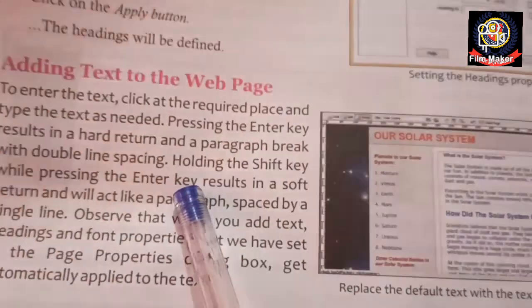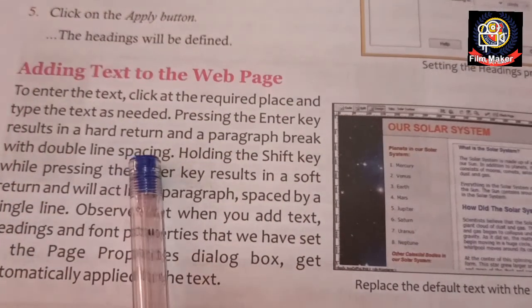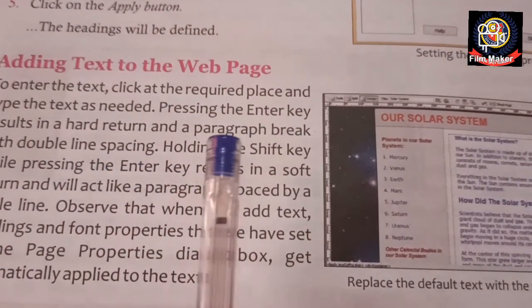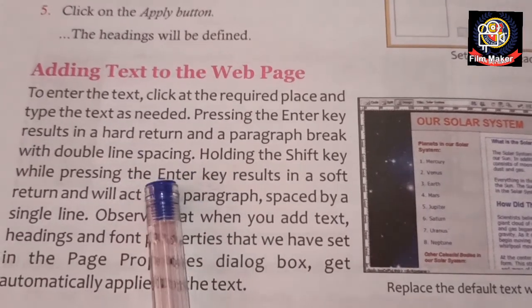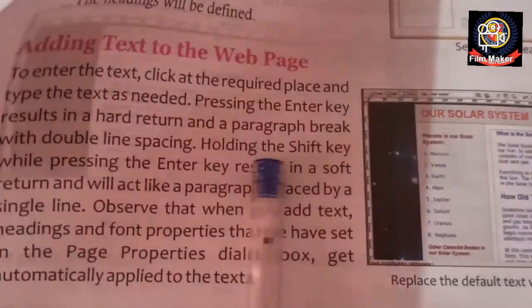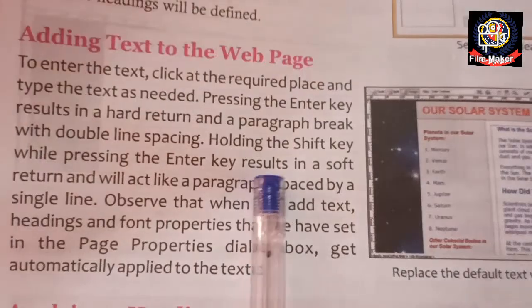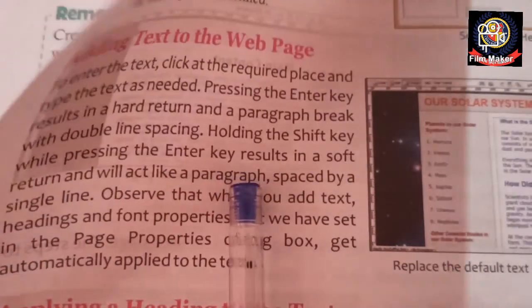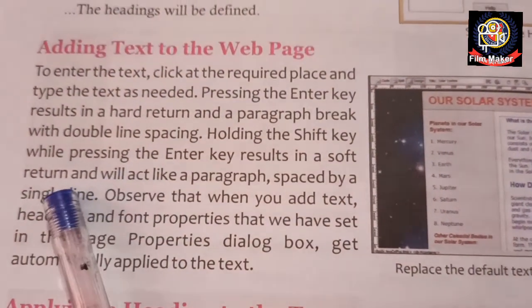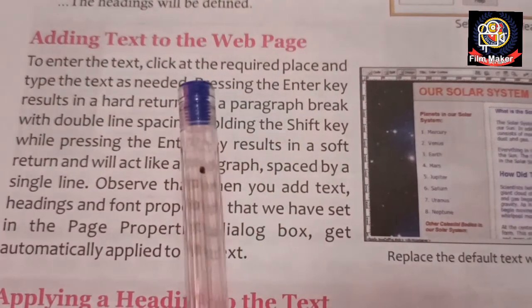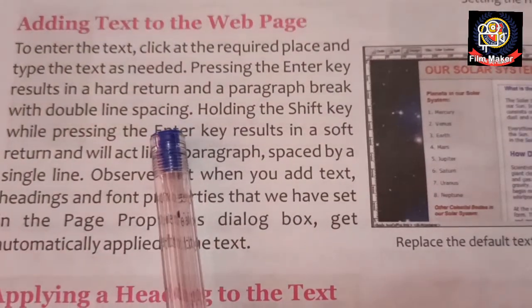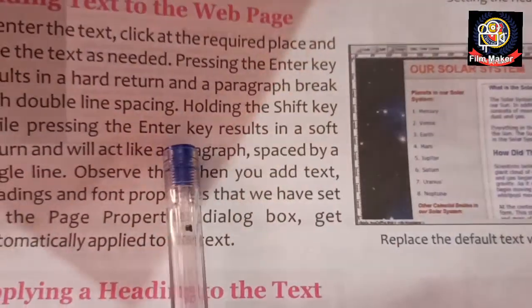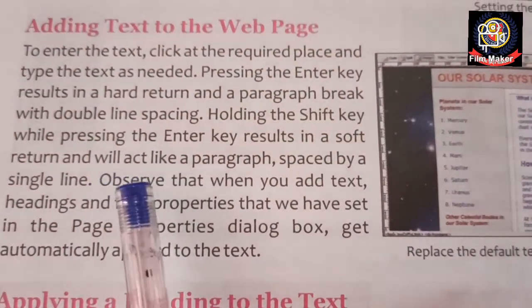Pressing the enter key results in a hard return and a paragraph break. So if we press the enter key, it will give the spacing of a double line. Holding the shift key while pressing the enter key results in a soft return and will act like a paragraph spaced by a single line. If you are simply pressing the enter key, it will give a double line space, and if you press the enter key while holding the shift key, then it will give a single line space.